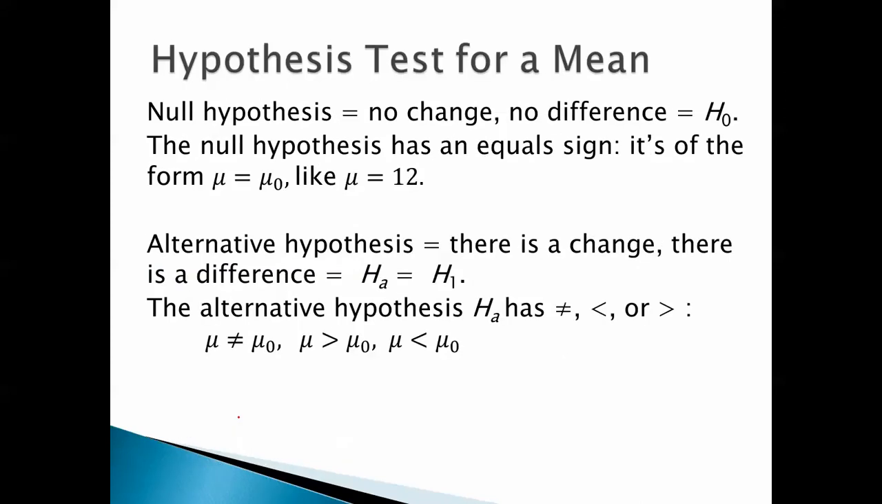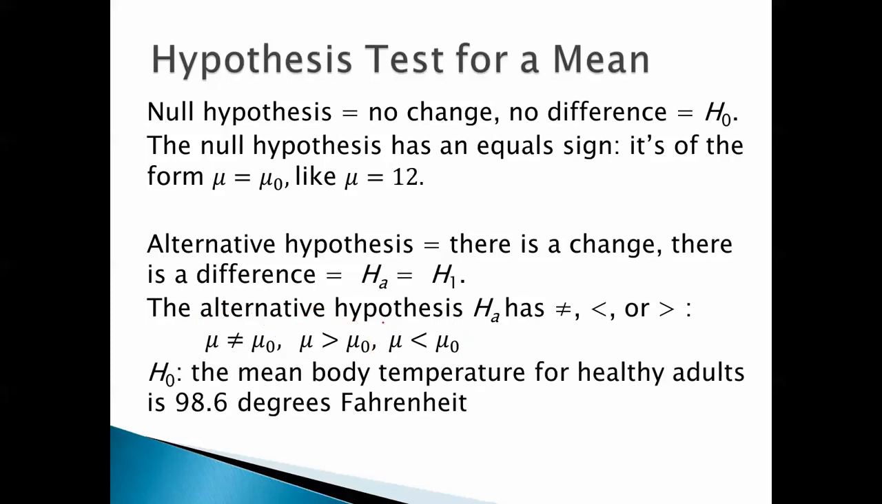The null hypothesis, as always, means no change, no difference. It has an equal sign. So it's going to be of the form mu equals mu0, like mu equals 12, something like that. Again, it's going to be mu equals and not p equals because we're dealing with means and not proportions. The alternative hypothesis means there is a change, there is a difference. So the alternative hypothesis will be of the form mu does not equal something, or mu is greater than something, or mu is less than something.